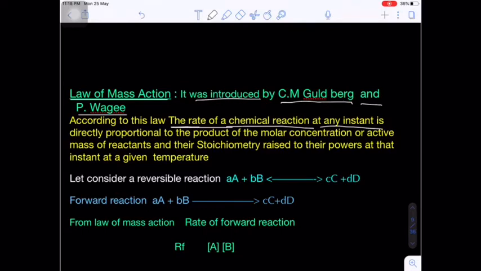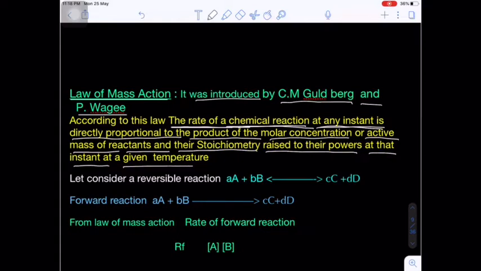Now, the rate of a chemical reaction at any instant is directly proportional to the product of the molar concentration or active mass of the reactants and their stoichiometry raised to their powers at that instant at a given temperature, isn't it? That means the rate of any chemical reaction at any instant is directly proportional to the product of the active masses of the reactants and their stoichiometry raised to their powers at that instant at a constant temperature.